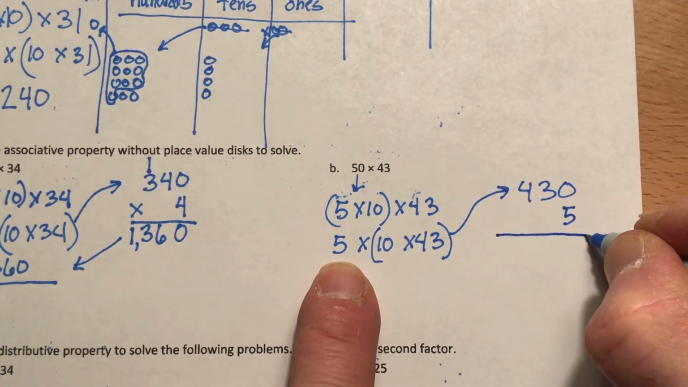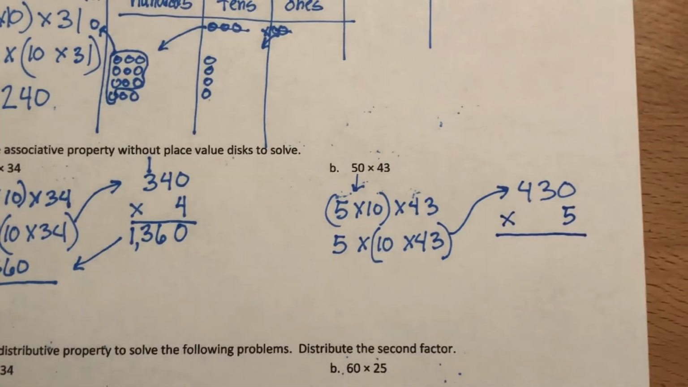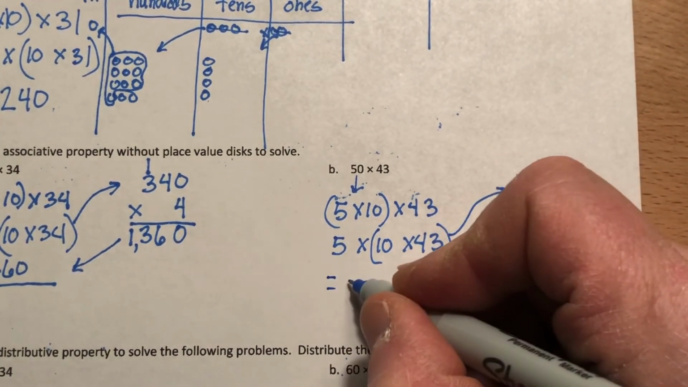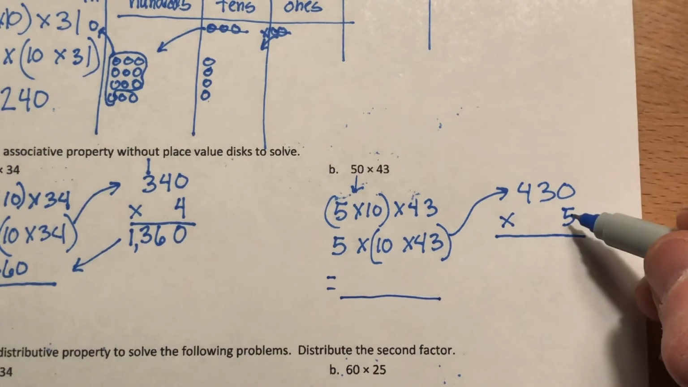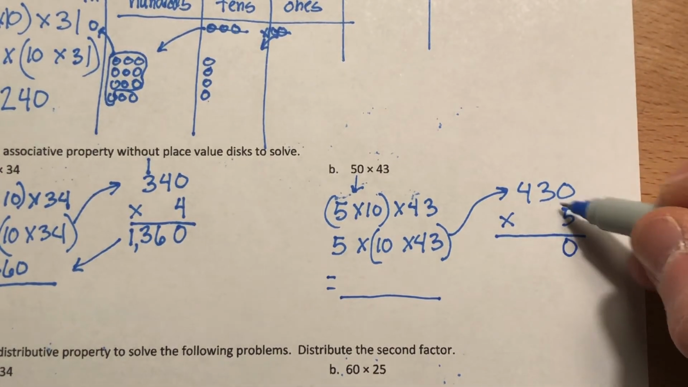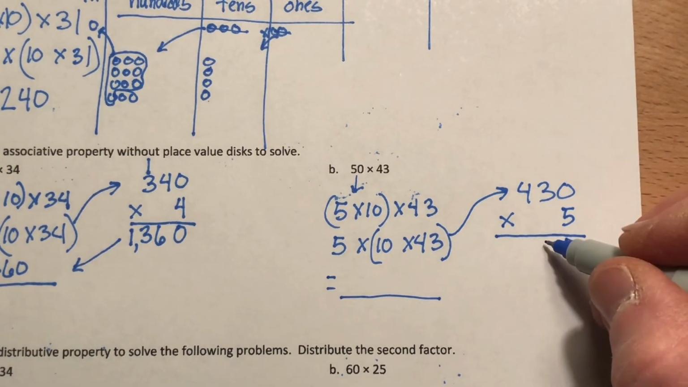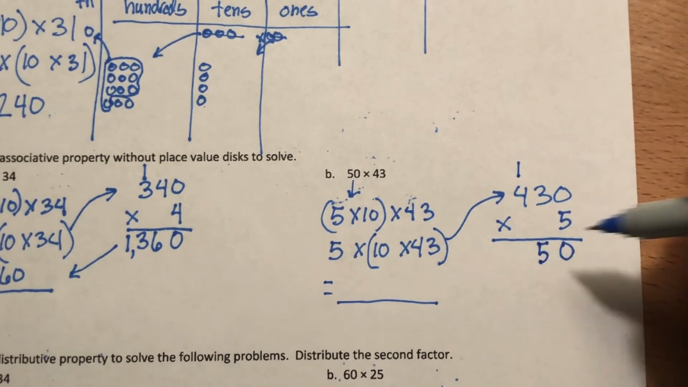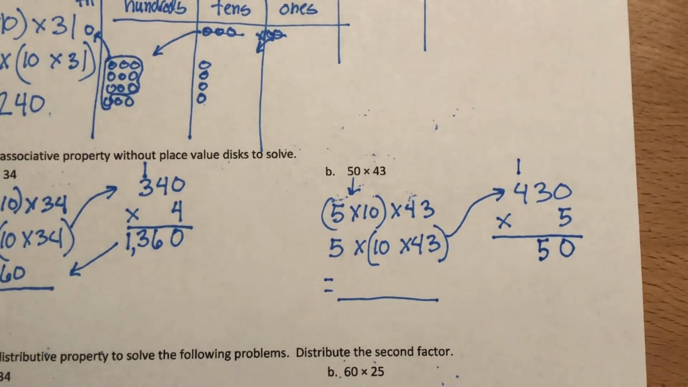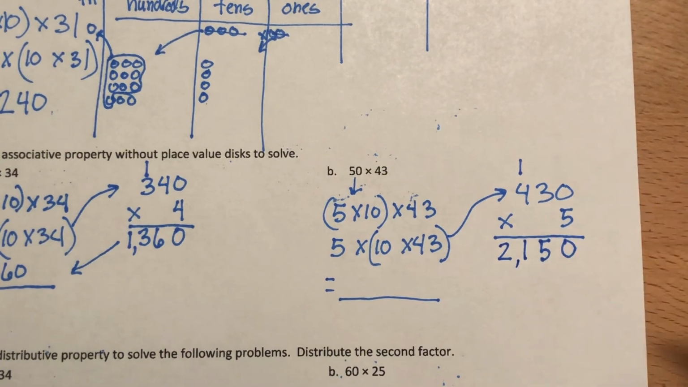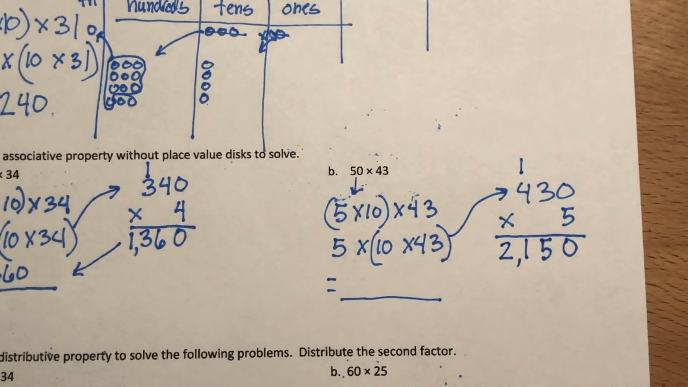And this is familiar math. This is stuff that you've done before, and you were good at, too. So now this is going to give me my answer. 5 times 0 is 0. 5 times 3 is 15. So I put down the 5, carry the 1. And then 5 times 4 is 20, plus 1 is 21. 2,150. And that's my answer.